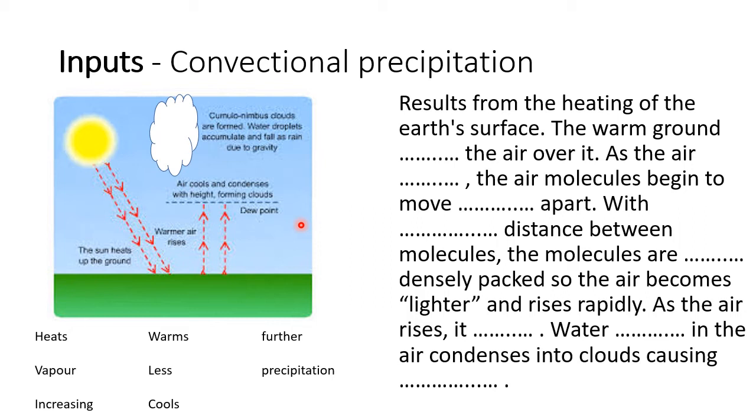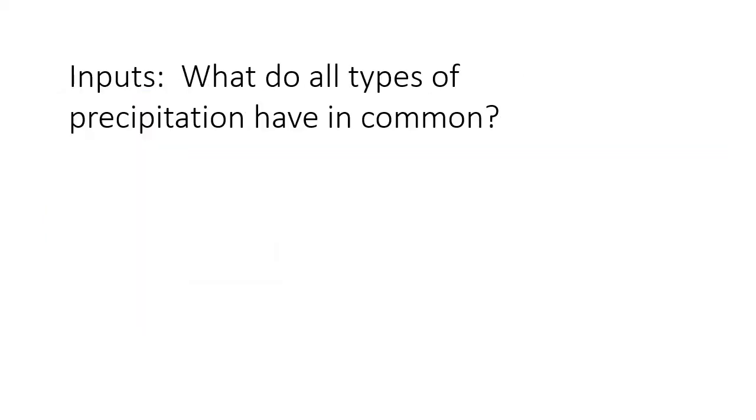Your job is to make sure you've got a diagram of each and you've explained each in your own words or using the missing word activities. But the question I want you to think about now, once you've got that done, is what they all have in common. If you had to boil down those three types of rainfall into one common theme, what is it? Just look at your diagrams and see.